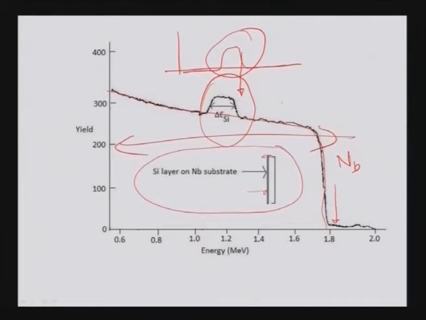So, you have a step here. This step tells that silicon has started, and then this down step here tells that the silicon has ended. So, from this you can find the width of this silicon layer and all those things. That is the kind of analysis done with RBS.